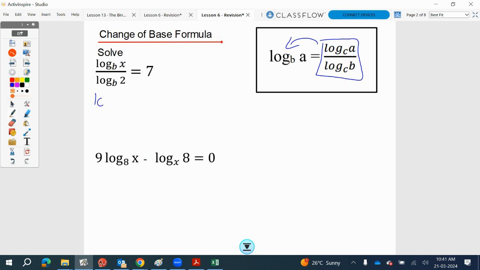So this will give us log base 2 of x equals 7. Then we can rewrite it using the definition of the logarithm. The base is 2, so x is equal to 2 to the 7th, which is 128.